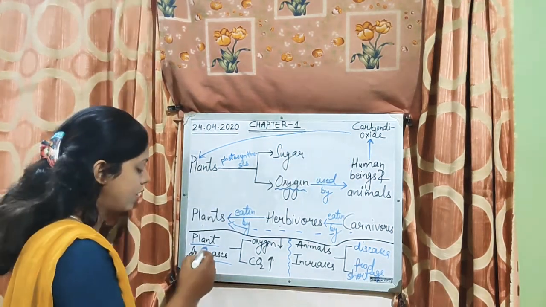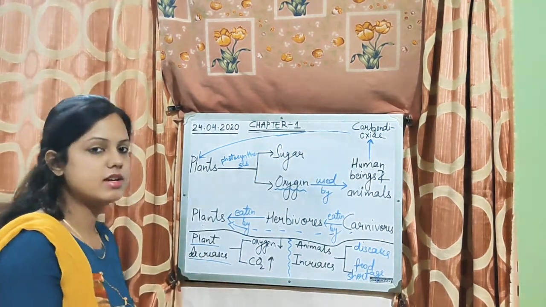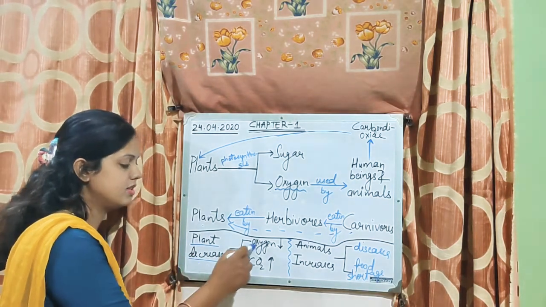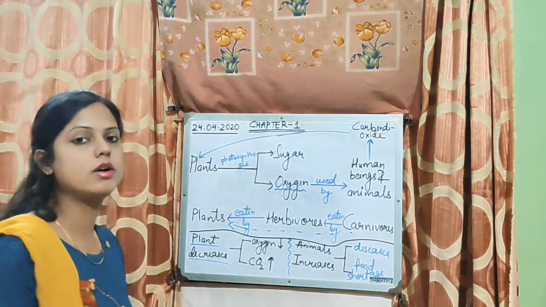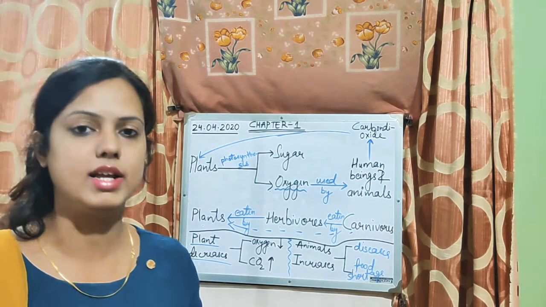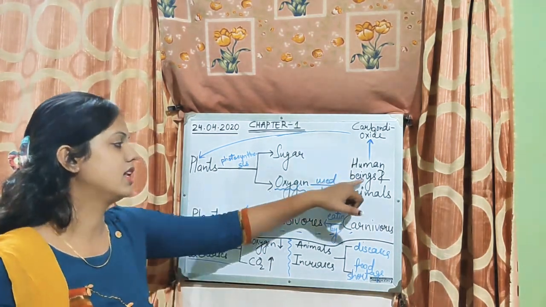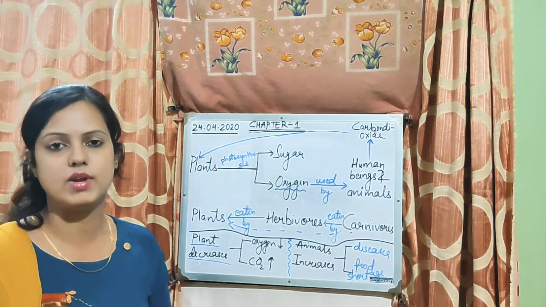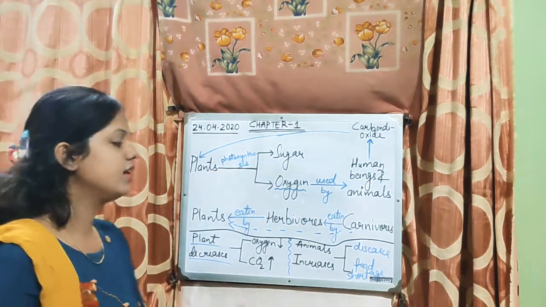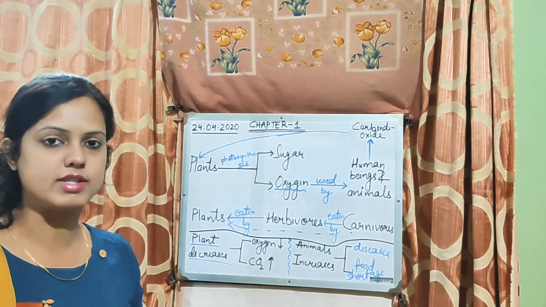So what are the consequences or the results when the number of plants decreases? The level of oxygen will go down, and the level of carbon dioxide will increase because the number of human beings and animals is relatively higher. Now let's take the reverse case.